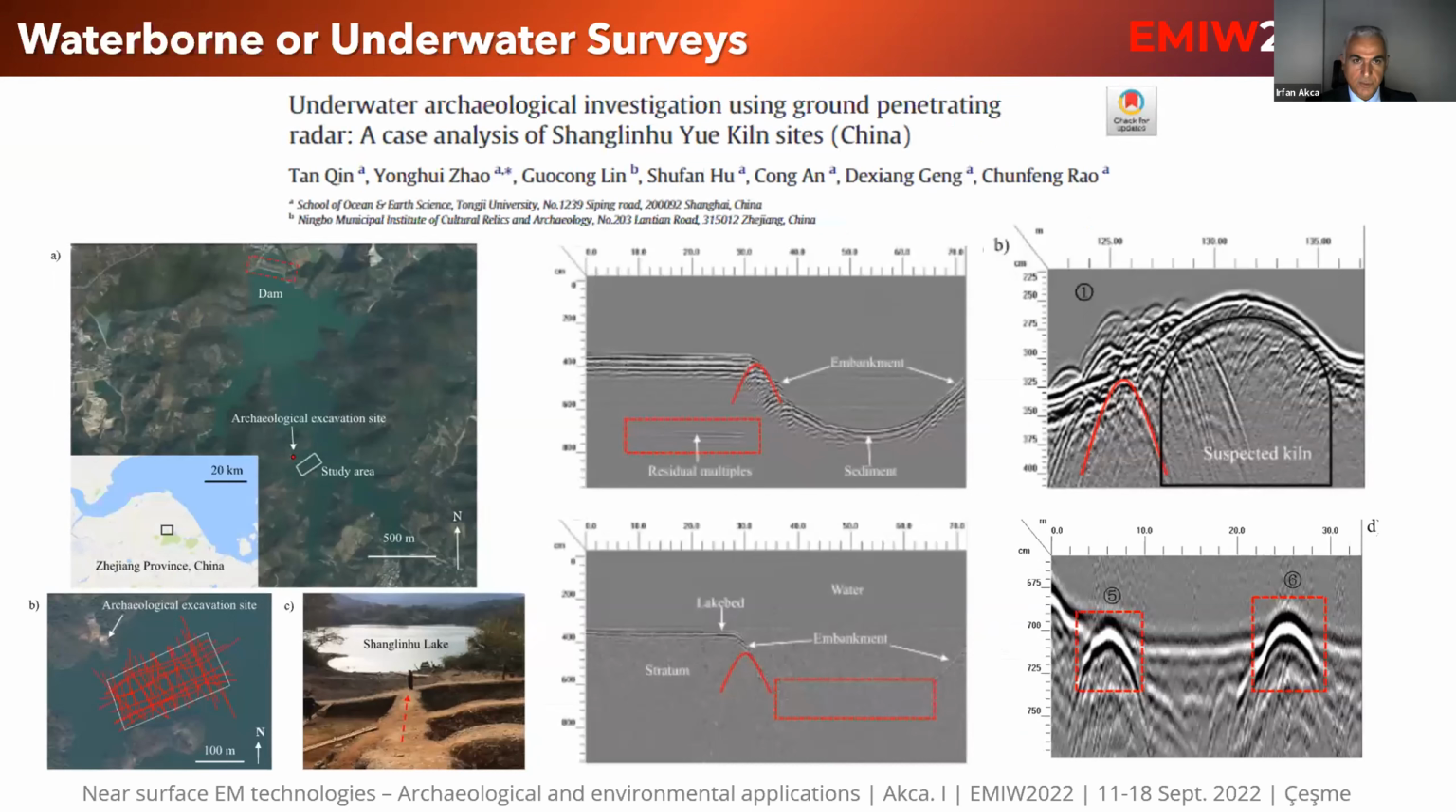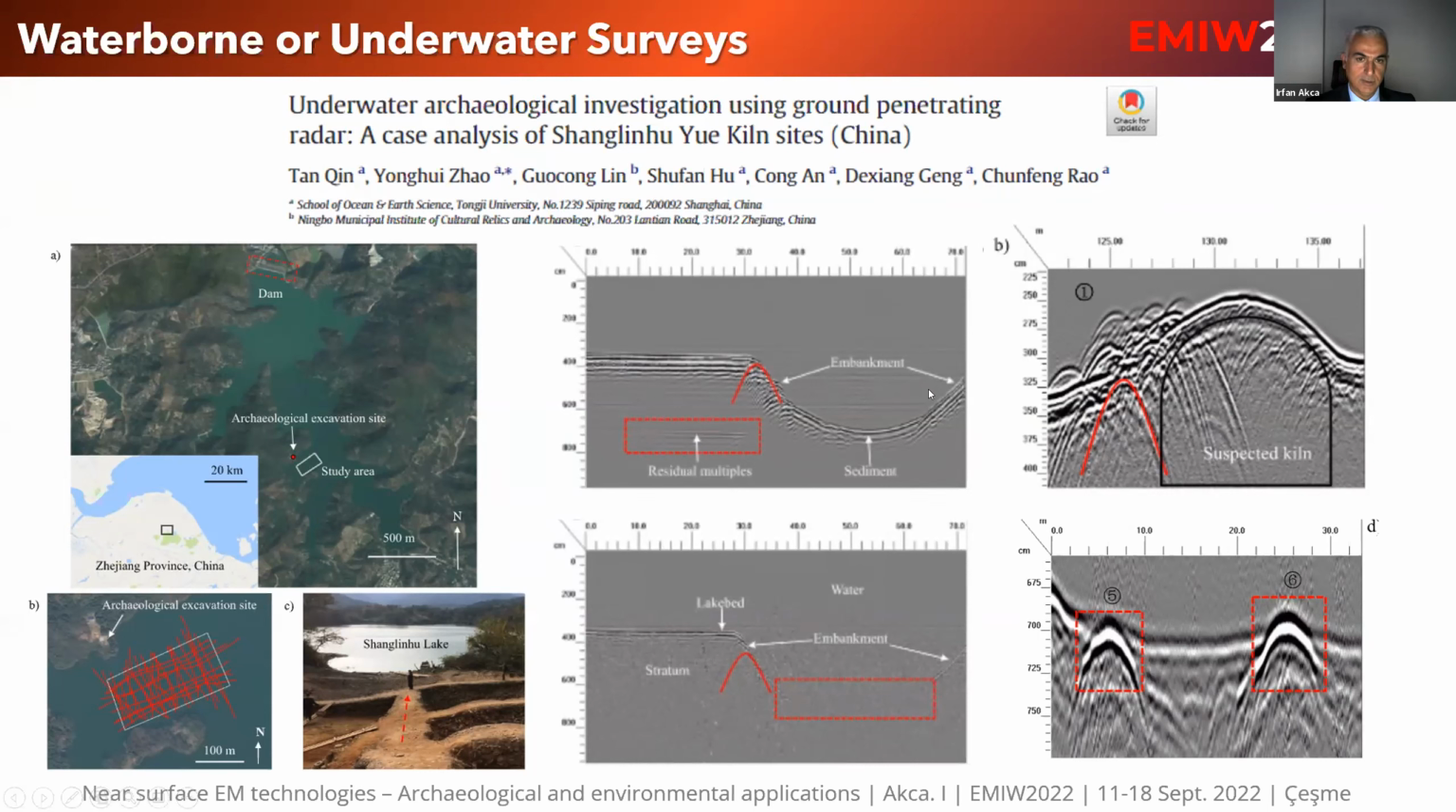And this example is from China. It's a submerged archaeological place where they are looking for some kilns, which are ovens in which they baked ceramics or clay-based materials they built. So it's also a very good example because we also see the bottom of the water or the lake, and also the anomalies coming from the submerged structures here, you see.